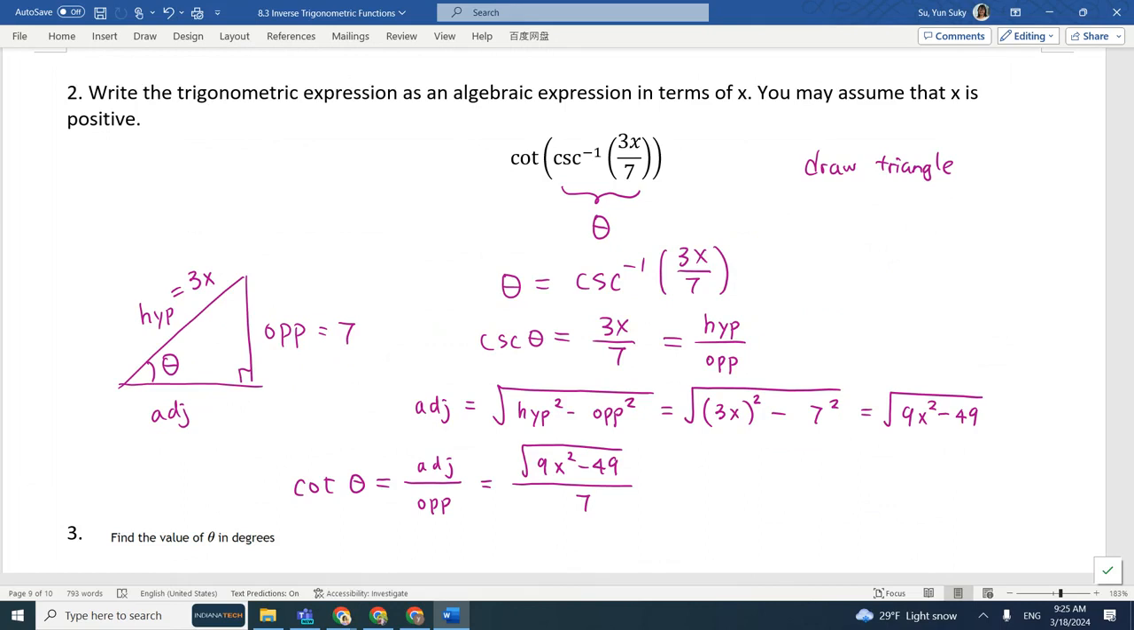And I can change this cotangent to any of the trig functions, and I can change the inverse trig function to any of them. You use the same method. Okay, everybody? All right. Very good.